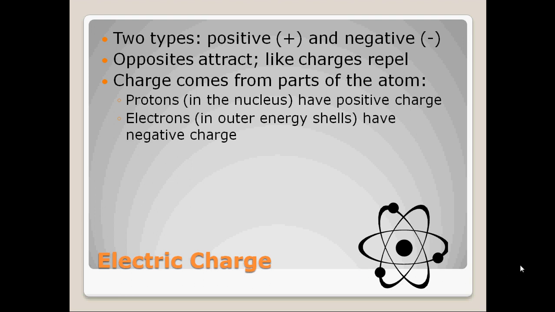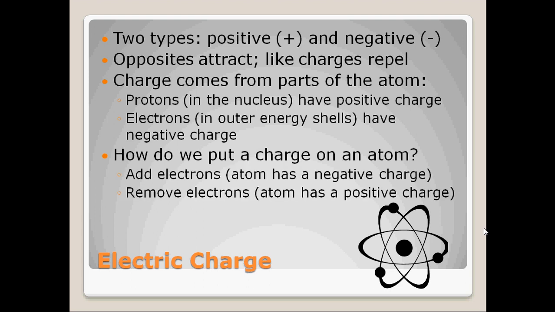Now then, the way that we can give an object a charge is to have its atoms end up with unequal numbers of protons and electrons. Usually we would expect that the number of protons in here equals the number of electrons out here. If we were to mess up that balance, that's how we give an object a particular charge.